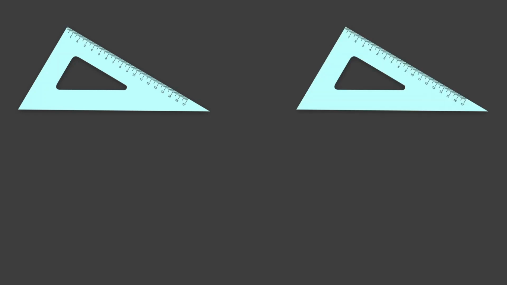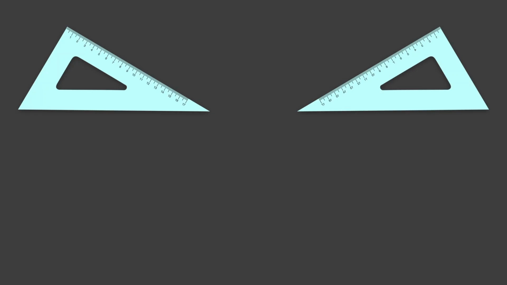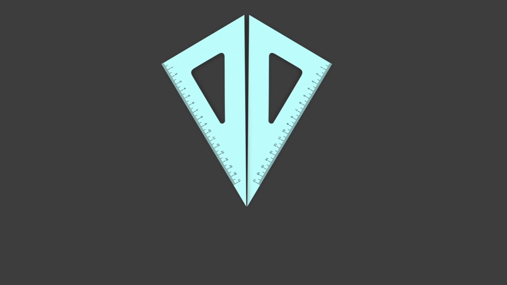This is a set square. You must have seen this in your geometry box. Let's copy this and now flip it. Now, if we arrange these two like this side by side and bring them closer, it resembles the shape of a kite.